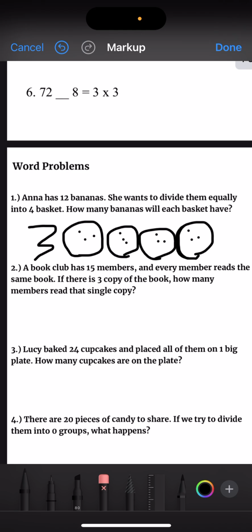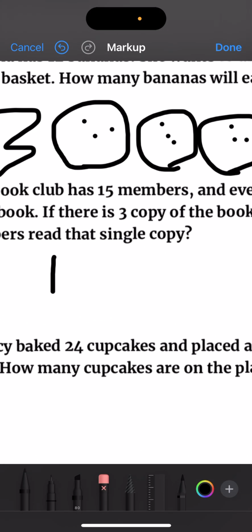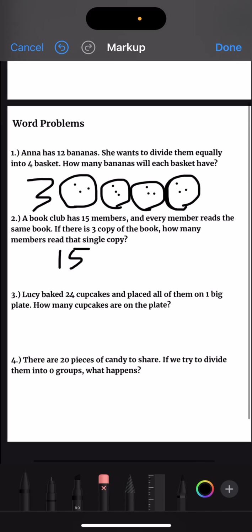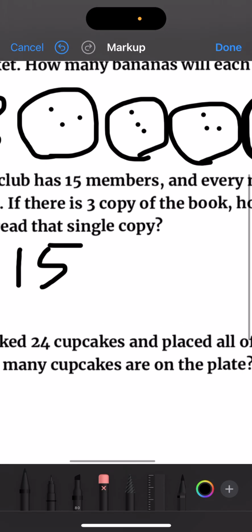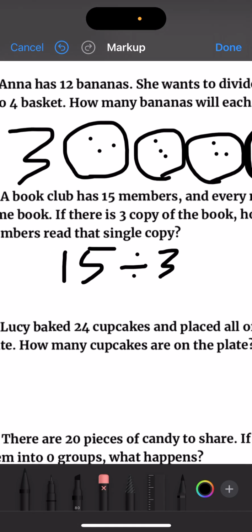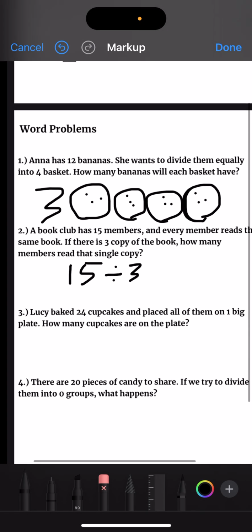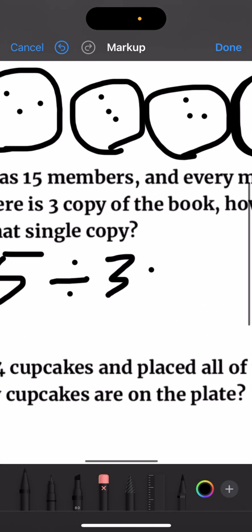A book club has 15 members and every member reads the same book. If there are 3 copies of the book, how many members read that single copy? Okay, so a book club has 15 members and every member reads the same book. There are 3 copies of the book. 3 copies for 15 people. How many members read that single copy?